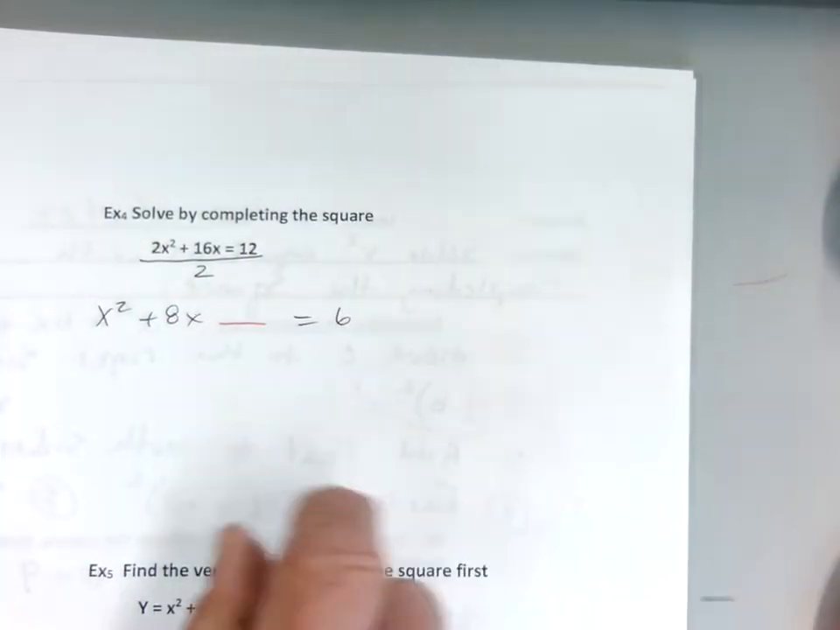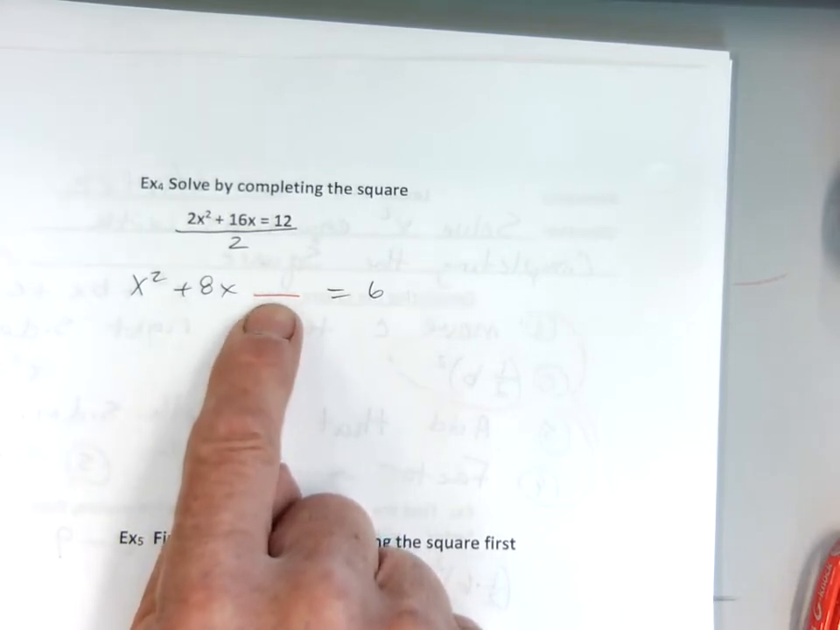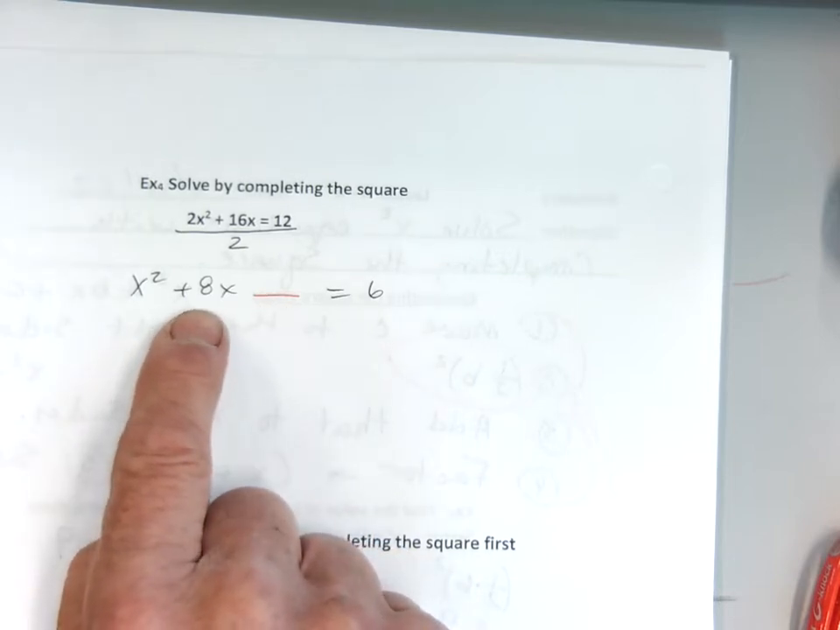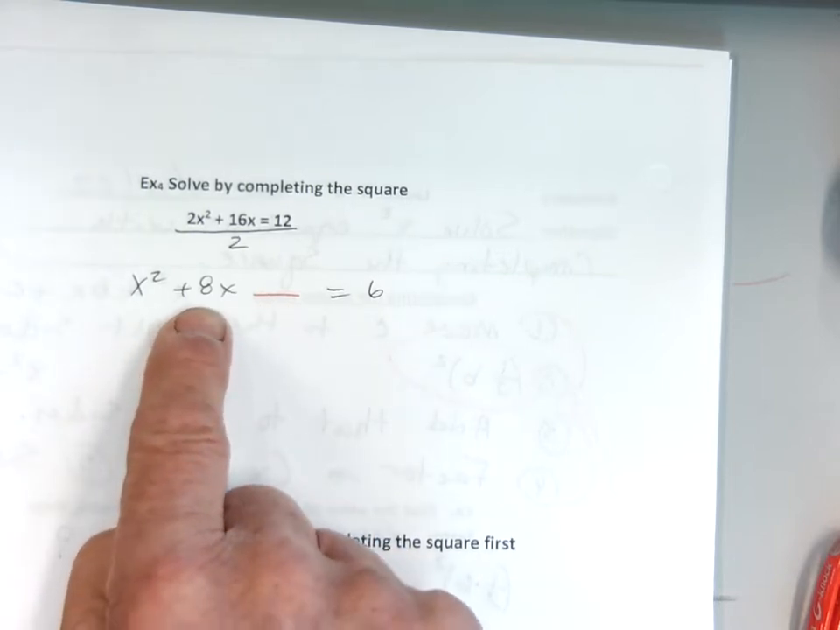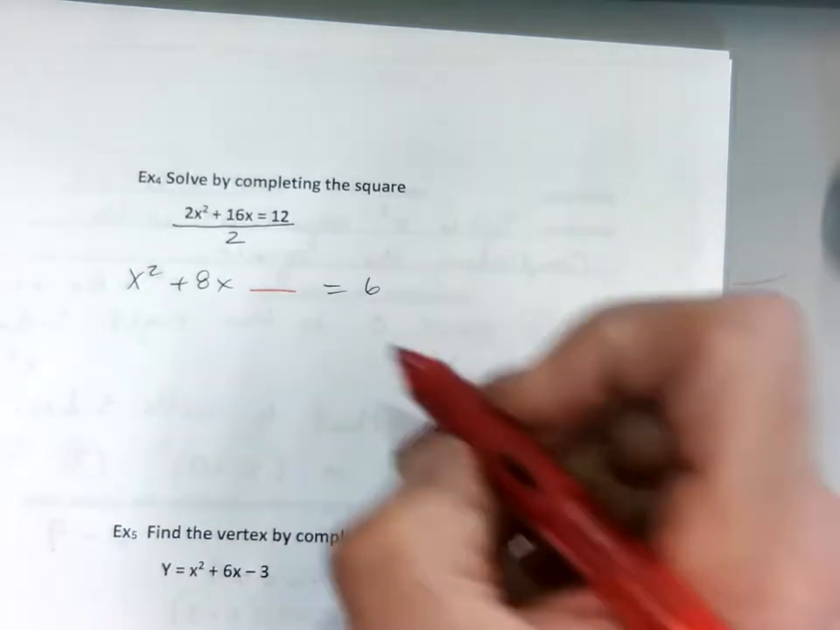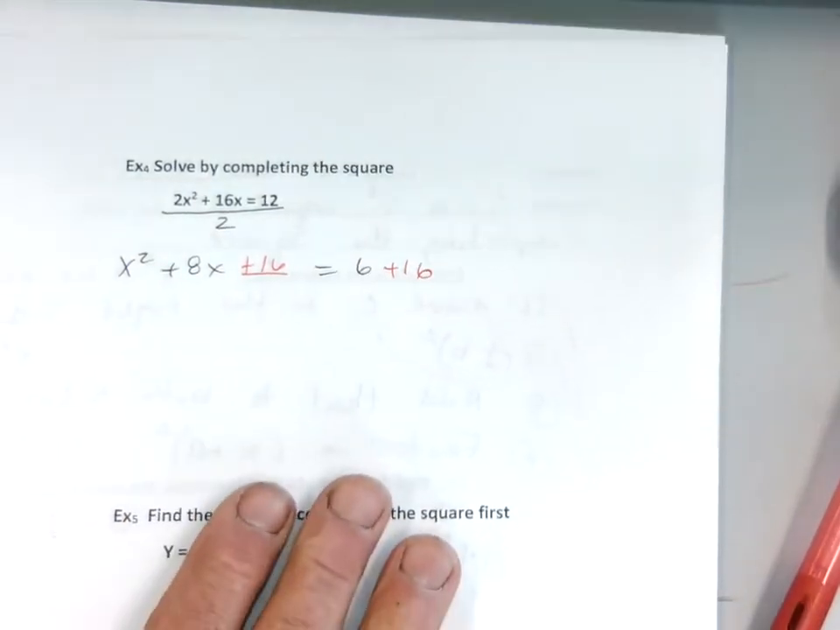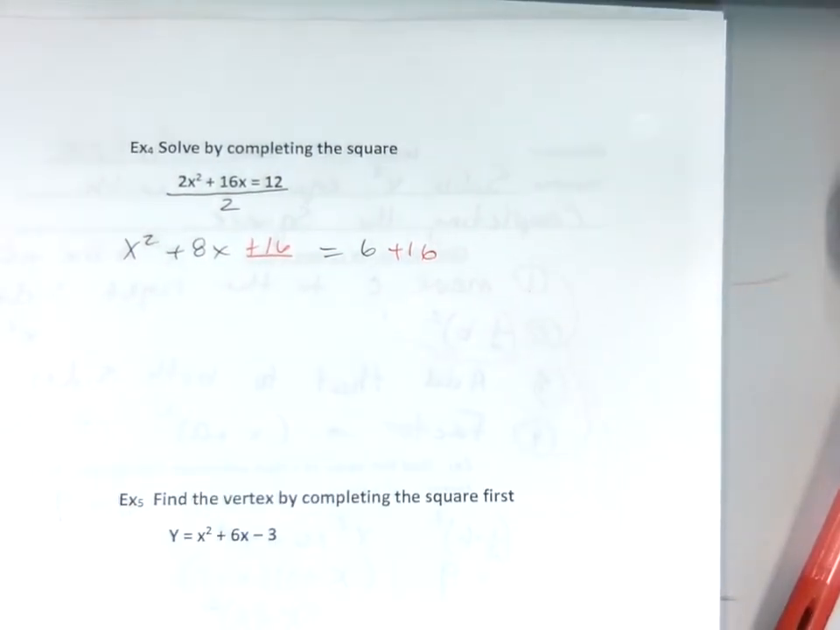In fact, what number? Anybody know what number I'm going to put here? 16 is correct. How do we get 16? Half of 8, squared. Isn't this easy? Yeah, half of 8 is 4. 4 squared is 16. So I'm going to go plus 16, right? And of course, the reason we do this is because it will factor, right?